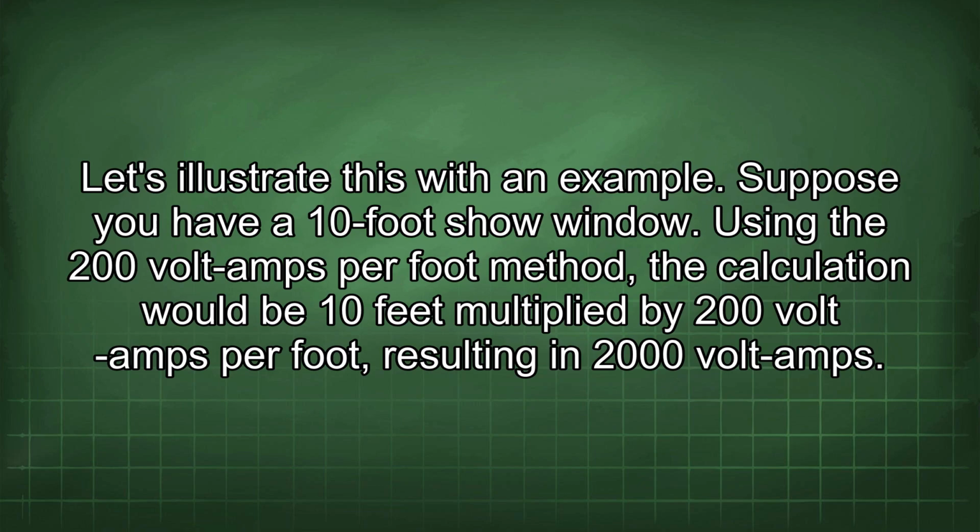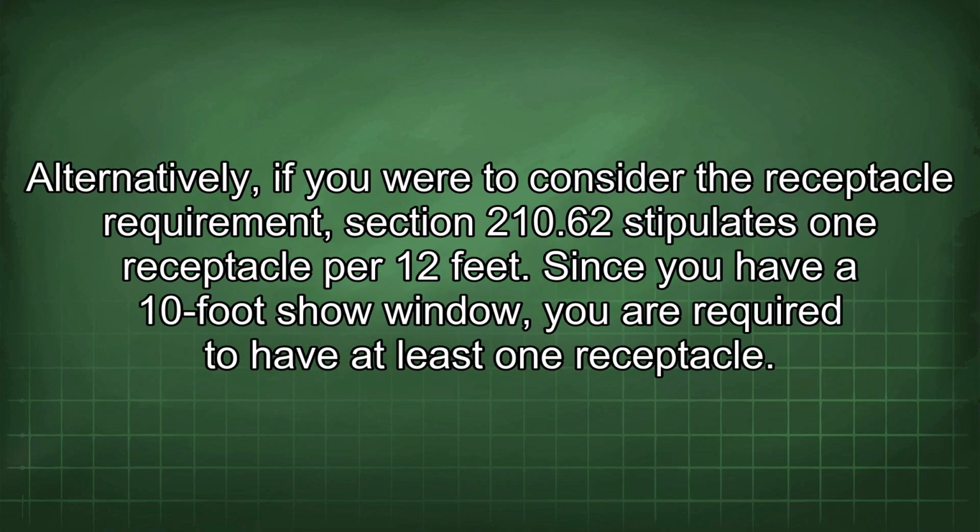Let's illustrate this with an example. Suppose you have a 10-foot show window. Using the 200 volt-amps per foot method, the calculation would be 10 feet multiplied by 200 volt-amps per foot, resulting in 2000 volt-amps. Alternatively, if you were to consider the receptacle requirement, Section 210.62 stipulates one receptacle per 12 feet. Since you have a 10-foot show window, you are required to have at least one receptacle.